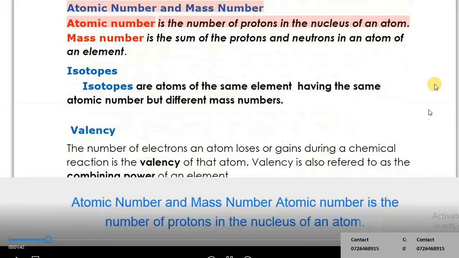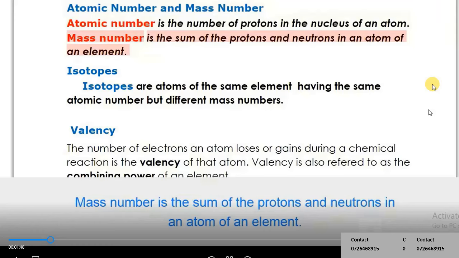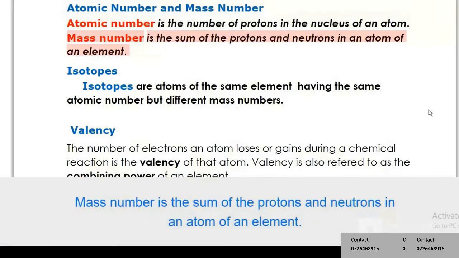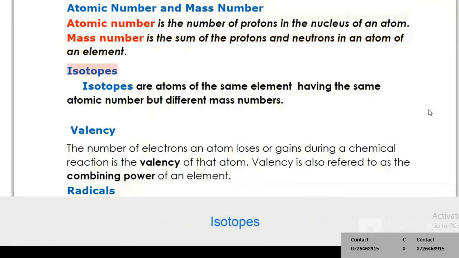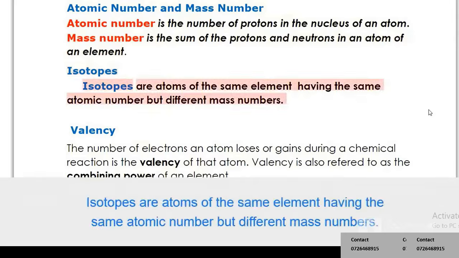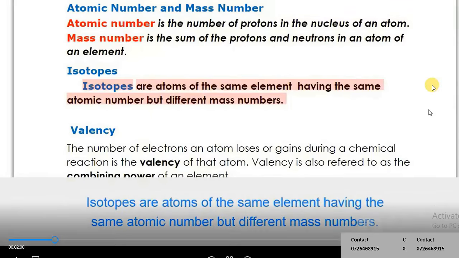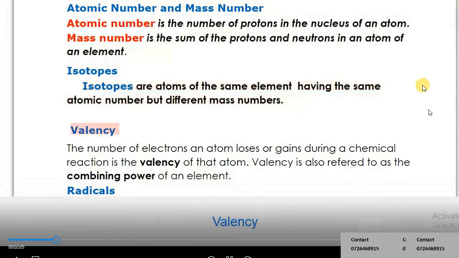Atomic number and mass number. Atomic number is the number of protons in the nucleus of an atom. Mass number is the sum of the protons and the neutrons in an atom of an element. Isotopes are atoms of the same element having the same atomic number but different mass numbers.